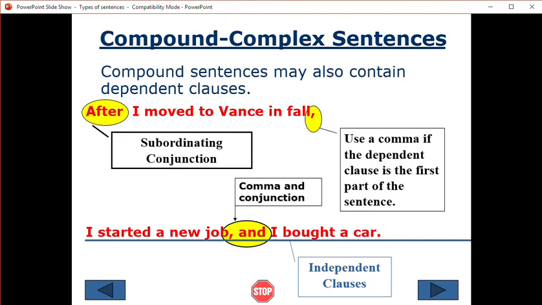Compound complex is exactly what it sounds like. It involves at least one baby and two moms. So it has to have, down here, a comma conjunction or semicolon. I started a new job and I bought a car. Two sentences brought together with a comma conjunction. That makes it compound. Aha, here's the baby up here. That's what makes it complex. After I moved to Vance in the fall, comma. So here's baby, mama, mama. So we got compound, and then the baby up here makes it complex. That's all it is, no complication there. If it contains at least two moms joined by a semicolon or a comma conjunction and at least one baby, it's compound complex because obviously it has both together.